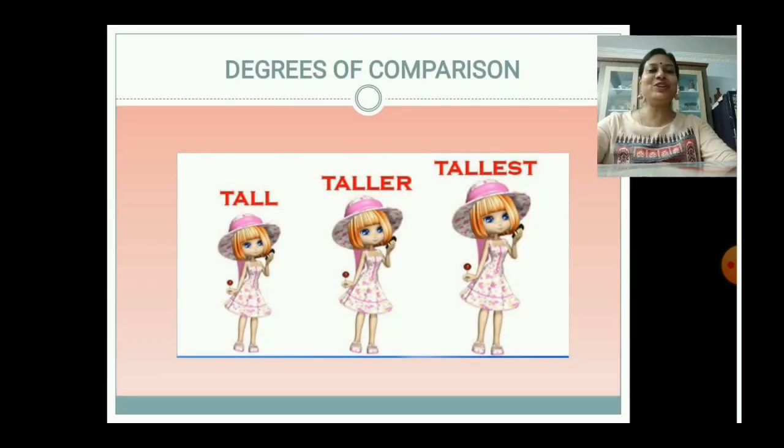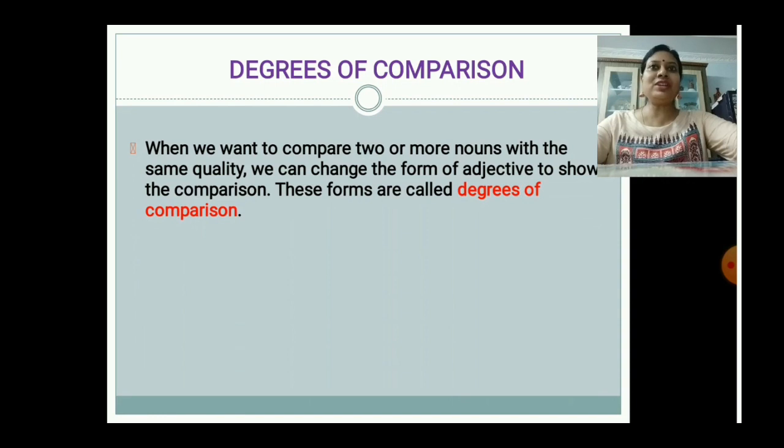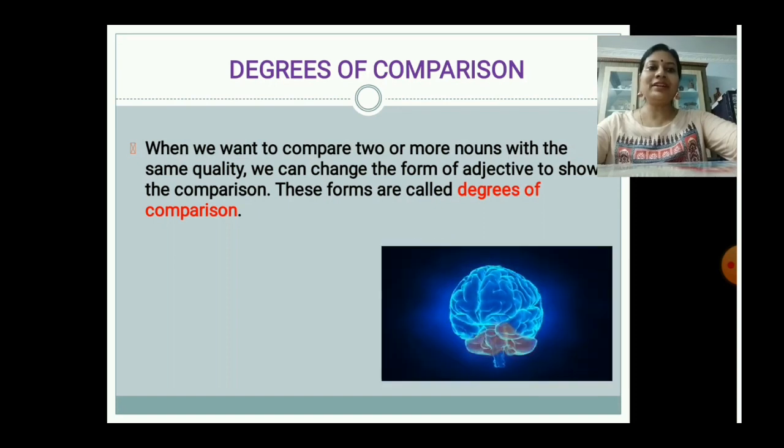I think you got an idea that today's session is on a very interesting and important form of adjectives. Whenever we want to compare two or more nouns with the same attribute, we can change the form of adjectives to show the comparison. These forms are called degrees of comparison.